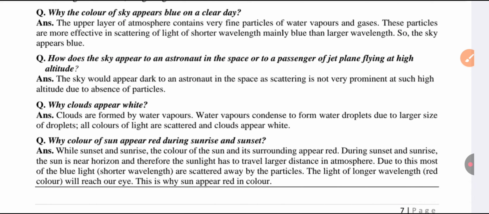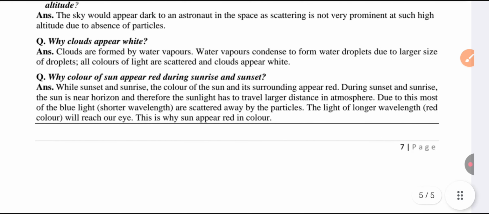Why does the color of the sky appear blue on a clear day? The upper layer of the atmosphere contains very fine particles of water, vapors and gases. These particles are more effective in scattering light of shorter wavelength, mainly blue, than longer wavelength. So the sky appears blue. How does the sky appear to an astronaut in space or to a passenger of a jet plane flying at a high altitude? The sky would appear dark to an astronaut in space as scattering is not very prominent at such high altitude due to the absence of particles.